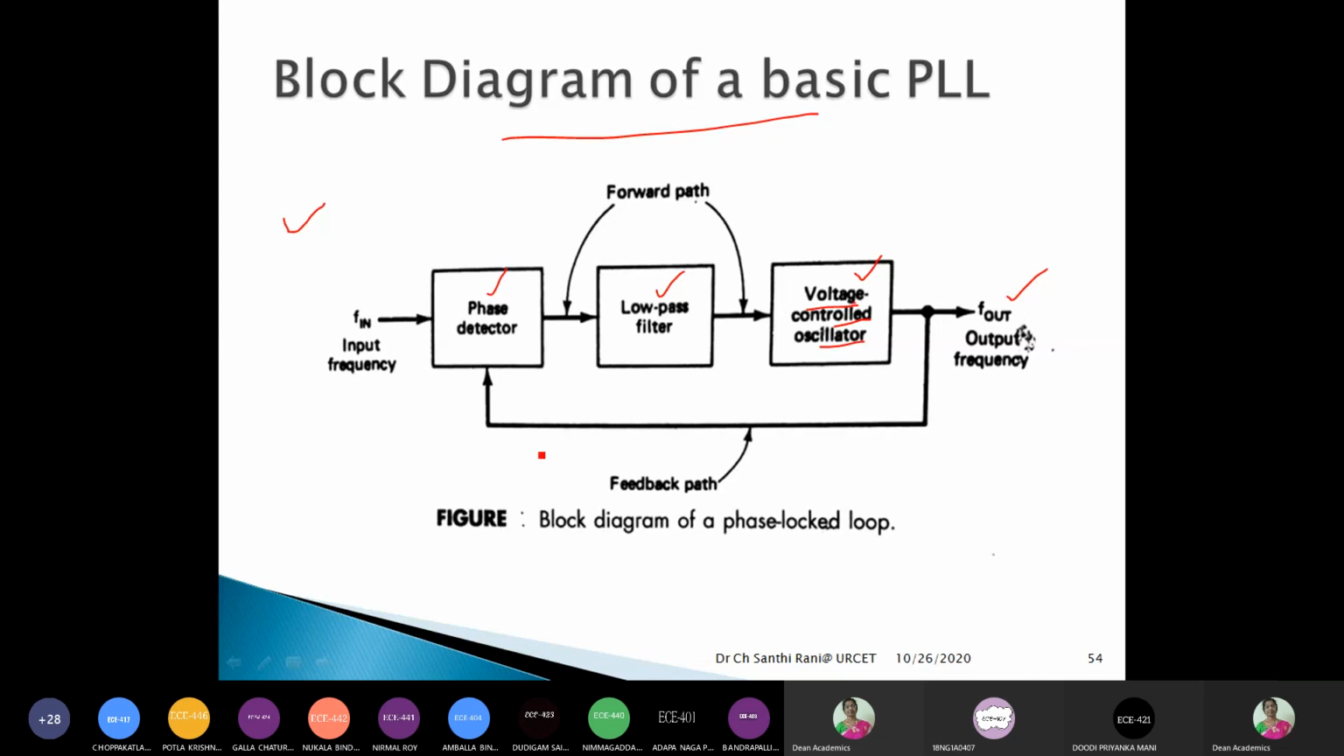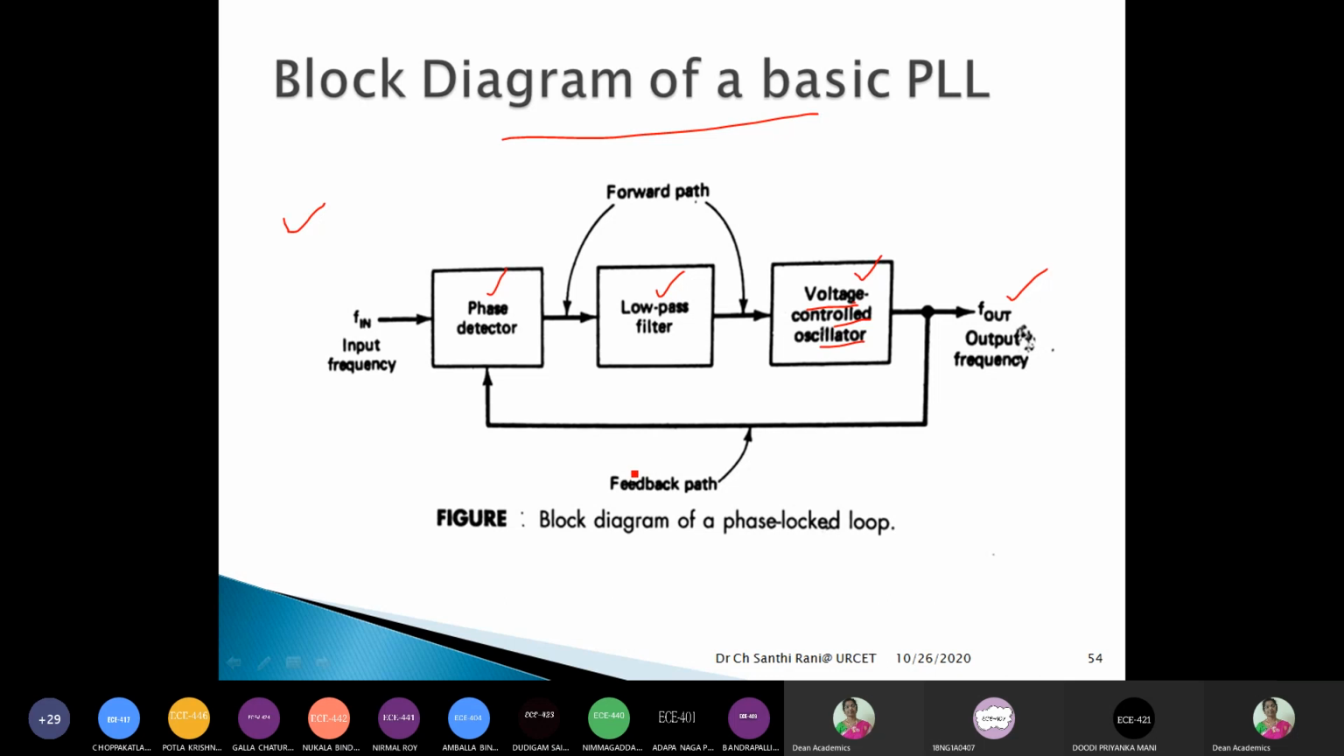So here let us wait for a while and try to understand the basic principle of operation of this phase locked loop. That is very important, because unless you know the basic principle, you cannot understand its functions. So let us once again discuss the basic principle of operation of this phase locked loop.